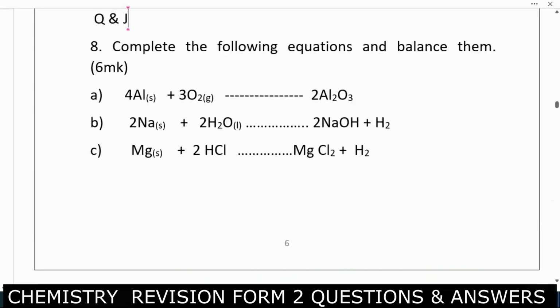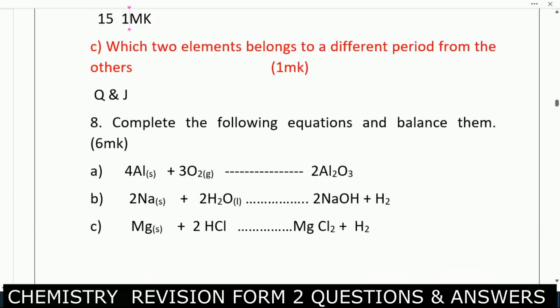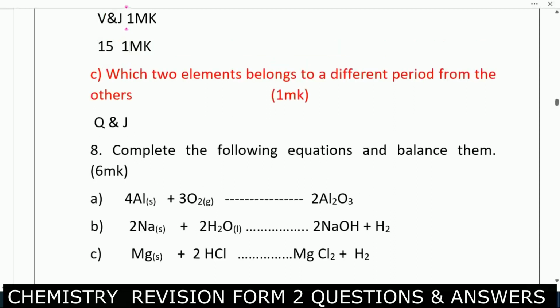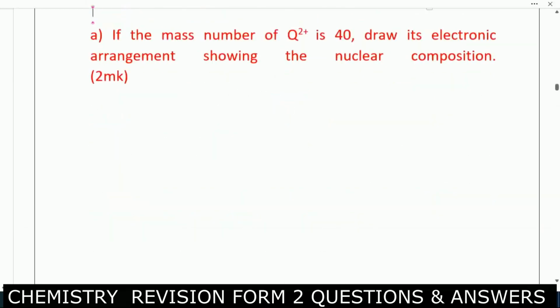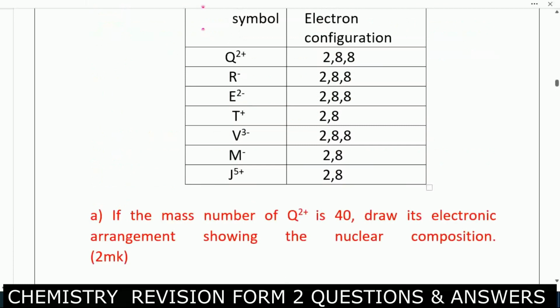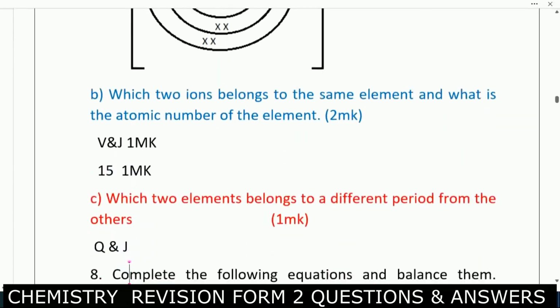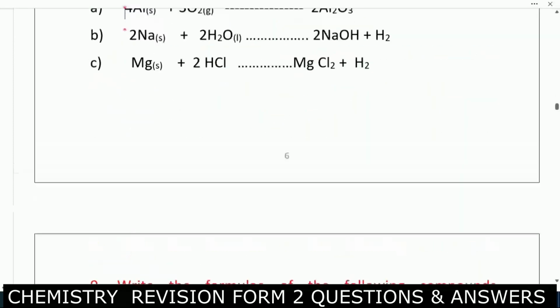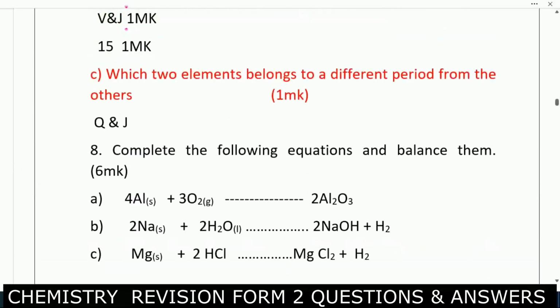Next, which 2 elements belong to different periods from the others? That is Q and J. Let us look at Q and J. You can see how the electronic configuration is under their ion, how it is formed and how it is appearing. That's why we are saying they belong to different periods from the others.